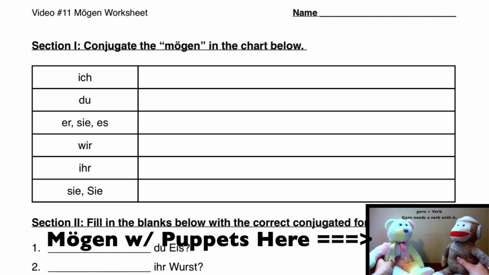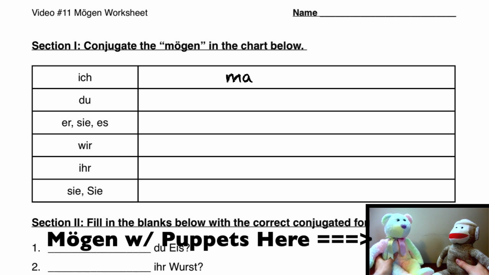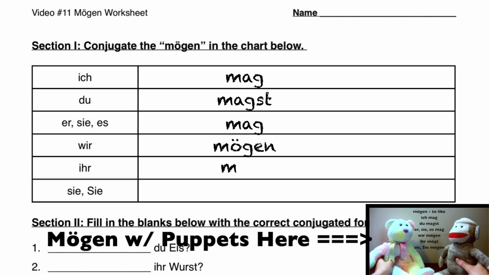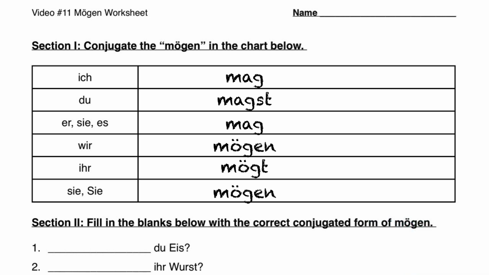So, first of all, we have this verb here called mögen. Mögen is to like something. So if you say, I like trains, you would say ich mag Züge. So let's go ahead and just conjugate the verb first, just to get an idea of what to do with mögen. We have ich mag, du magst, sie es mag, wir mögen, ihr mögt, sie mögen.